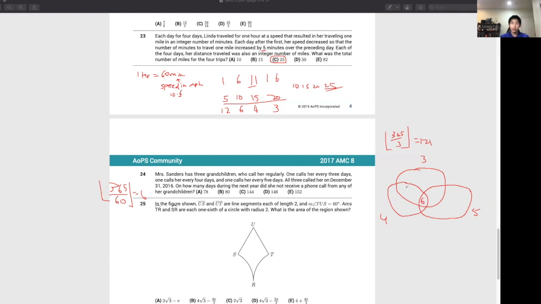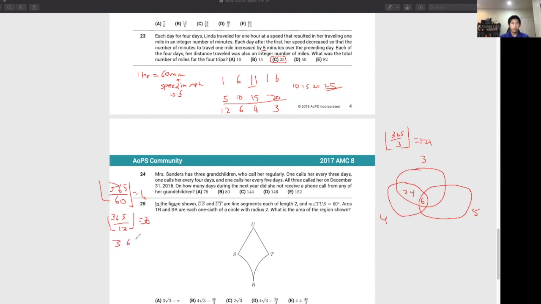And next, let's go to the regions that are common to 2 grandchildren. For example, 3 and 4, that's going to be 365 divided by 12, rounded down, and that's equal to 30. But we know that 6 of that 30 is already accounted for, so we only have 24 more.